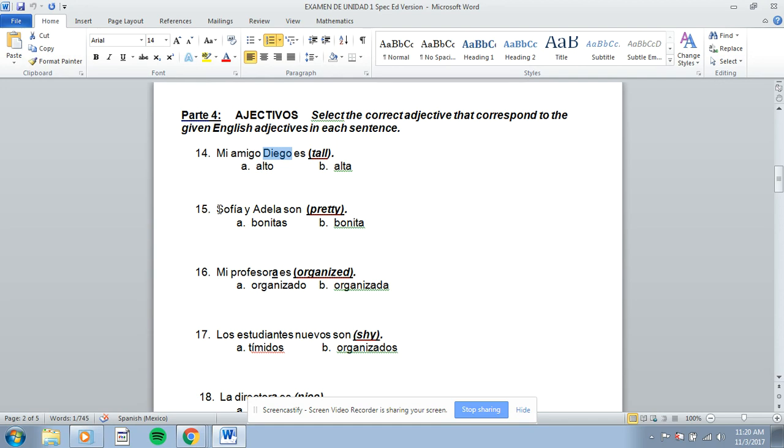Número 15, number 15, you have two girls, Sofía y Adela, two girls' names, and you want to say pretty. If it's two girls, would it be bonitas or bonita? Remember, there's two of them, so pick A if you think that it would be the plural one, or B if you think it's not the plural one.